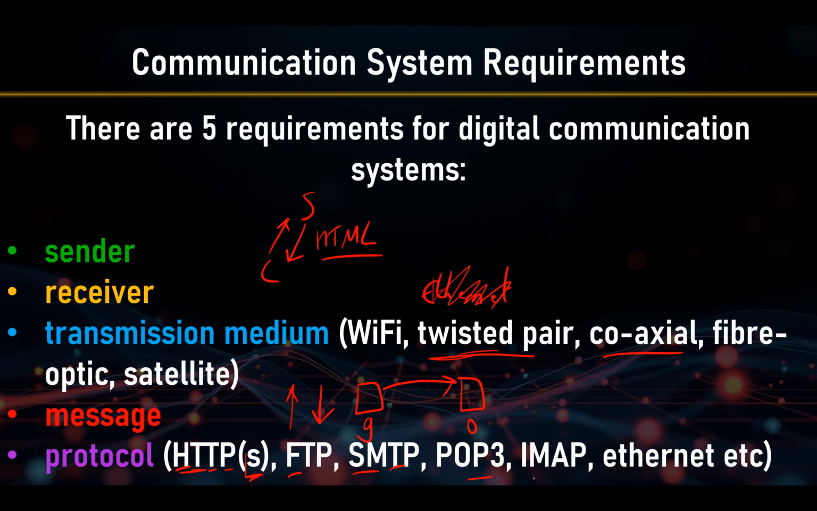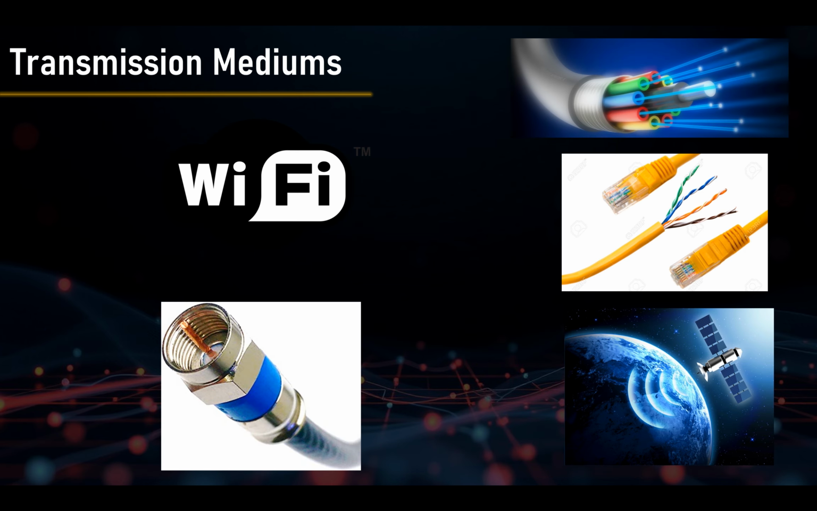Then POP3 and IMAP, this is going to be about receiving emails or downloading emails. And then Ethernet, just on a local network, communicating between the end device and the router, or more technically, probably the switch.